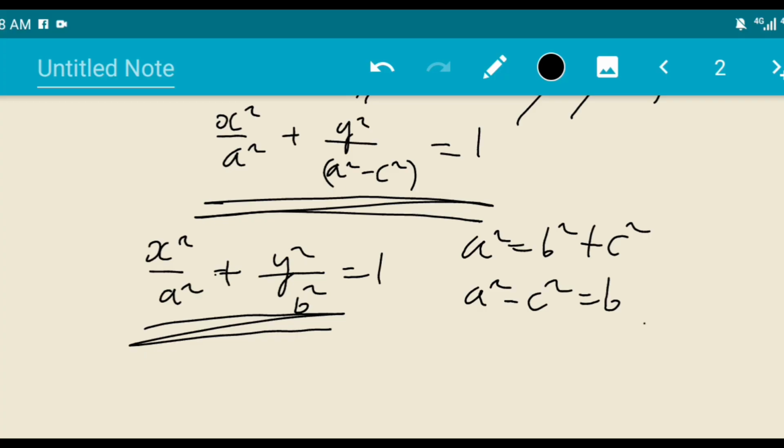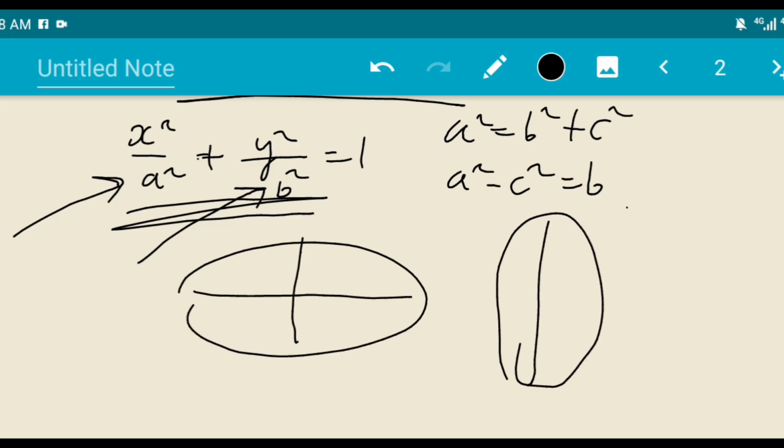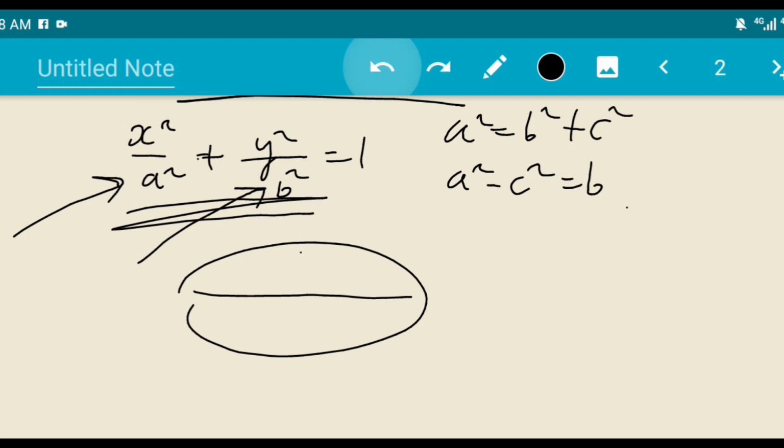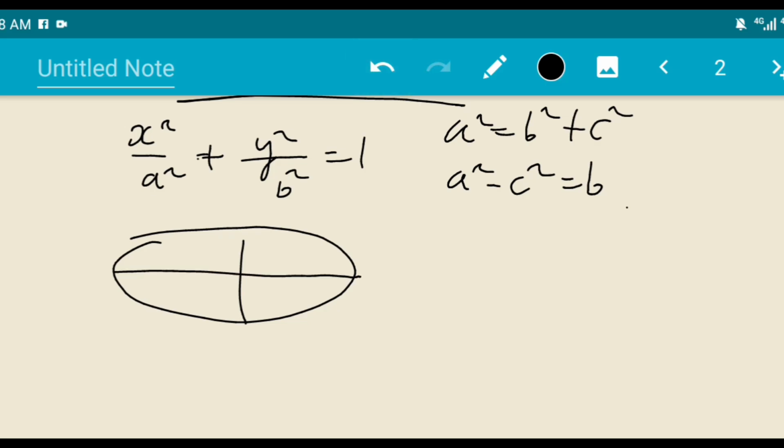Now here's the thing. A is always the major axis. B is always the minor axis. If you'd like to prove it, you can use the same procedure, but this time don't use this, use this. Your equation won't look like this. It will change. What will your equation look like? It will look like this. So this is for an ellipse whose major axis A is on the x-axis, and the minor axis is B.